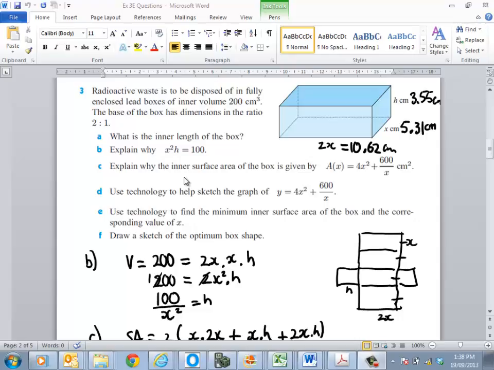Looking at the radioactive waste box, obviously you're going to line that with lead, and lead is going to be quite expensive.